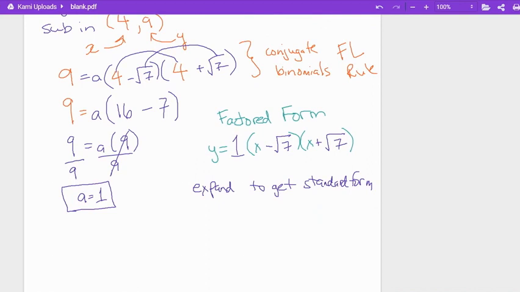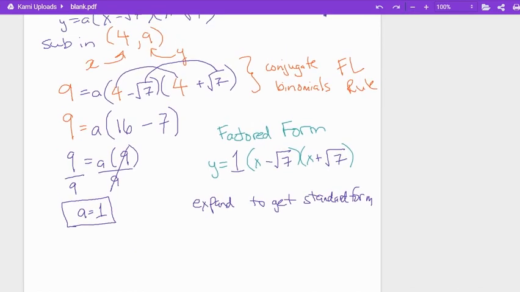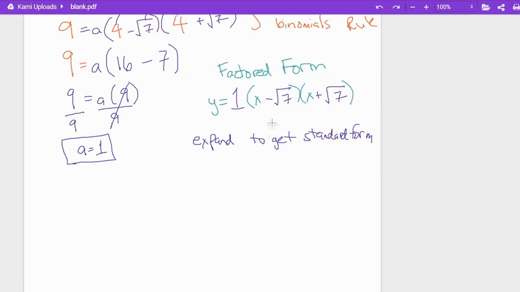Okay. Now notice we have two conjugate binomials. What will that do to our standard form? Right? So if we have two conjugate binomials, it means that we just need to use the FOIL rule. Multiply first and first, x times x is x squared. Multiply last and last will be minus 7. So yes, this is standard form.